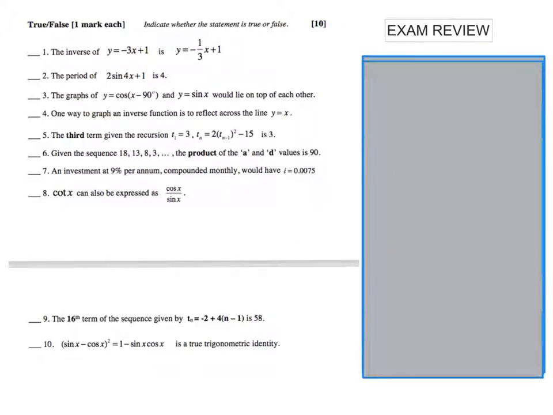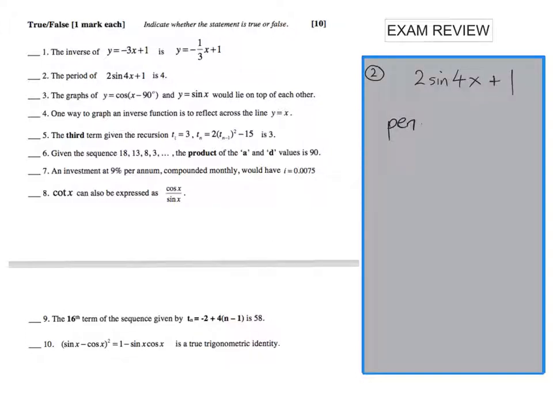Question 2, period of the one they've given there. So you've got 2 sine 4x plus 1, and we know that period equals 360 divided by b, and we know that b is this value here, the 4, so 360 over 4 equals 90 degrees. We've got a period of 90 degrees, so therefore the answer is, again, false.